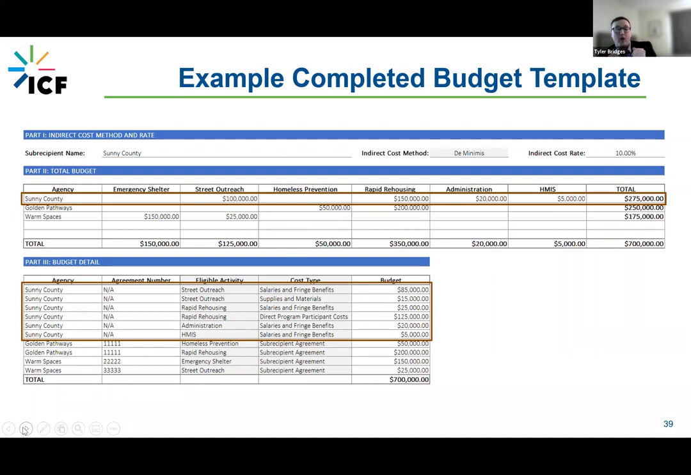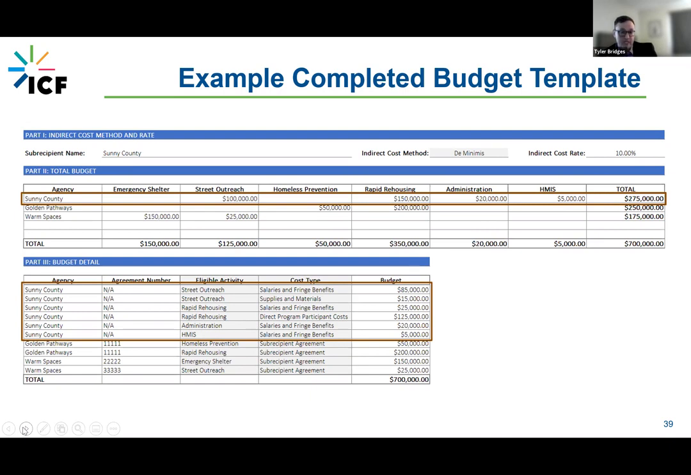So then in part 3, we're going to begin to break out the line item detail. So for street outreach, 100,000 is budgeted as shown in part 2. Of that 100,000, 85,000 is budgeted for salaries and wages, and 15,000 is budgeted for supplies and materials. Since Sunny County is using the de minimis rate, both budgets can include an amount for indirect costs. So right now, you're not considering whether or not these costs are direct or indirect. You're just entering the total budgets by eligible activity and by cost type.